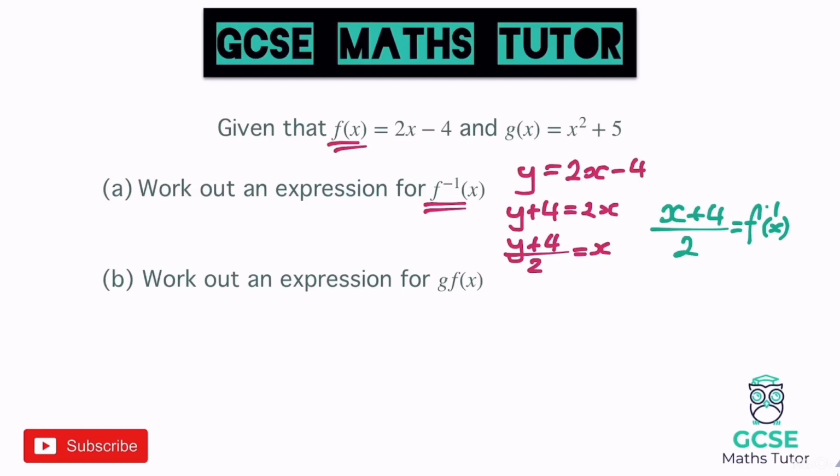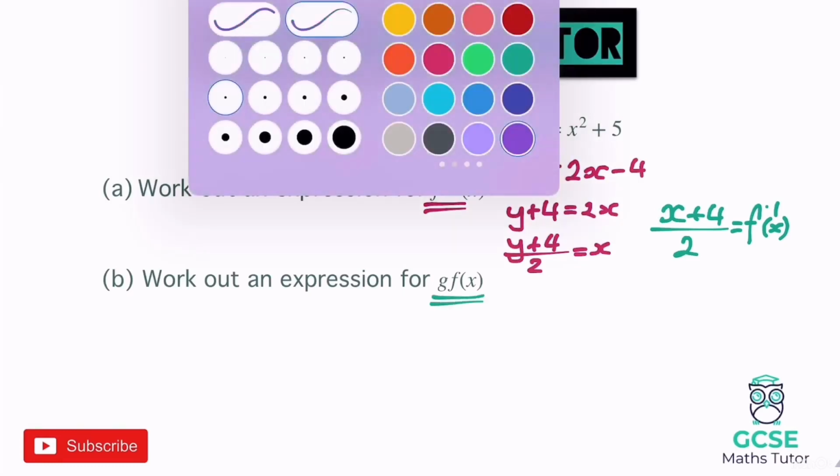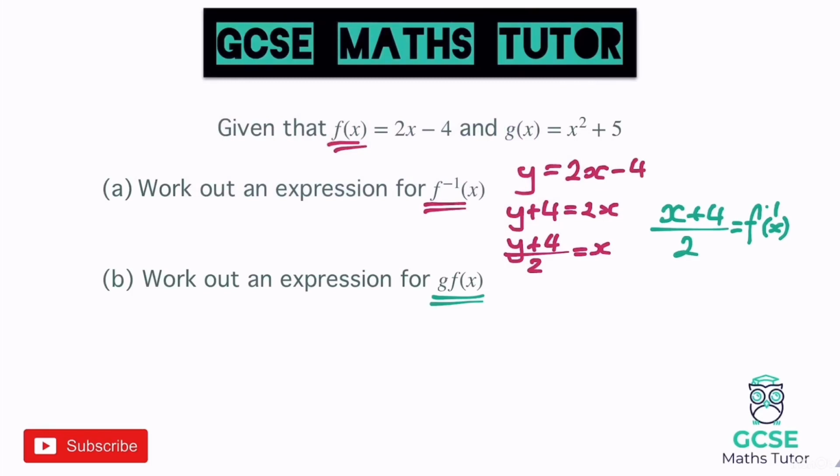It says work out g(f(x)). So you could be asked to put a number in. This isn't actually asking us to put a number in. It's saying g(f(x)), which means I have to sub one of the functions into the other. So if you read this, it means what is the function of g when you put f into it? So what is g when you put f into it? So, well, g's up here. So all we've got to do is put f into it.